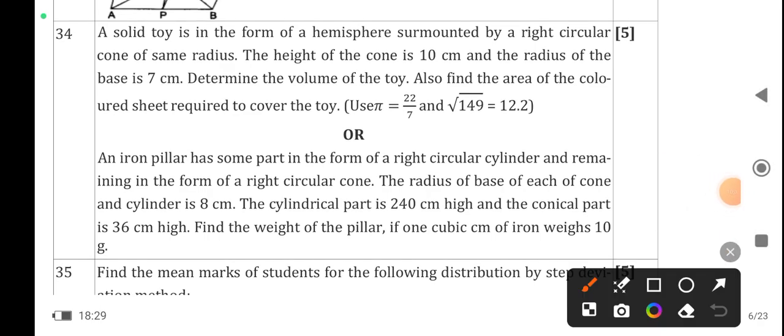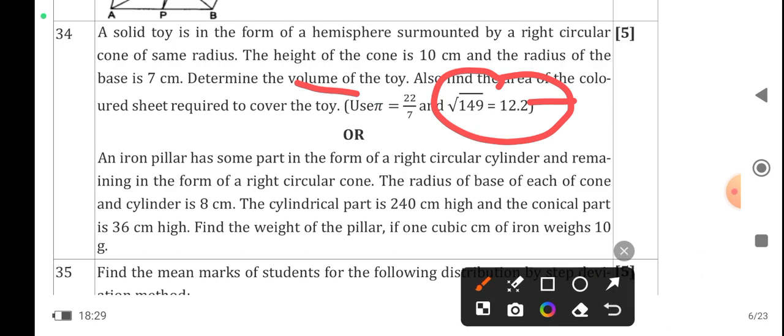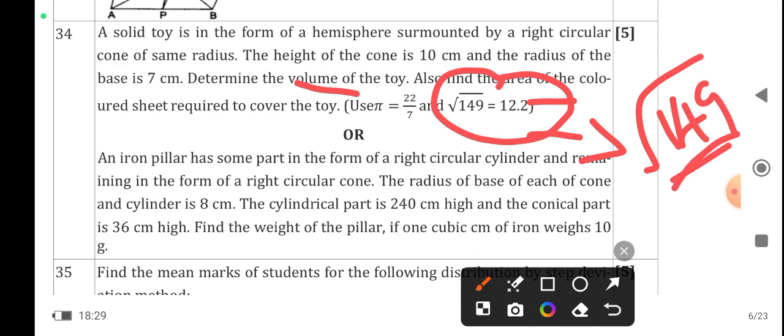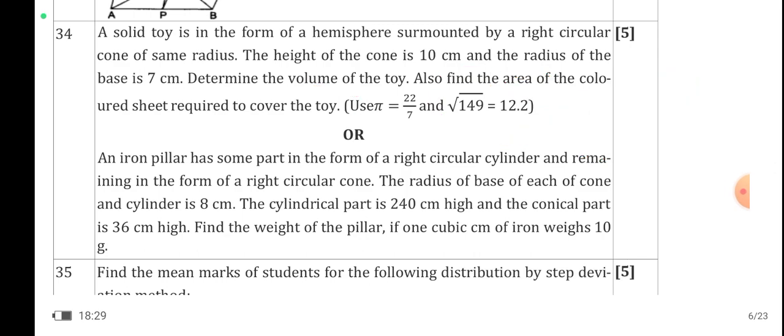They are asking for both volume and area. And good news, they have given you root 149 is 12.2. Pi is 22/7. Suppose they didn't give it, we would have to find root 149 as 12.2. Don't expect that they won't give the root 149 value. So I will keep root 149 as it is. And don't say they didn't give root 149. We wanted to approximate it and you have to do it. Here they gave only one decimal. If you are approximating, better go with 2 decimals.